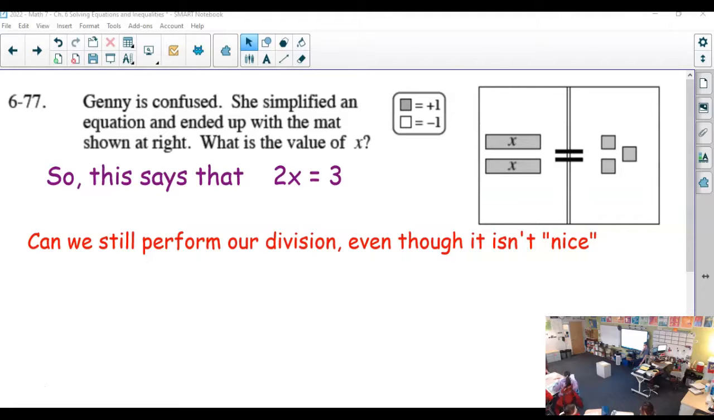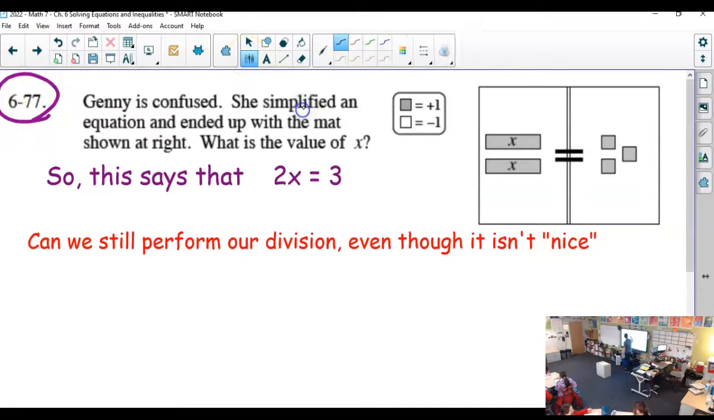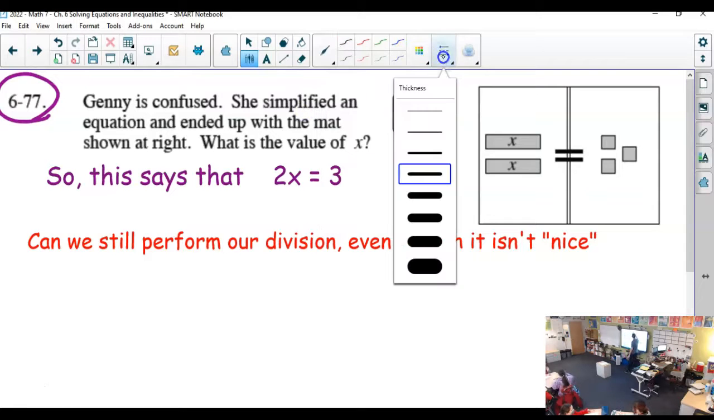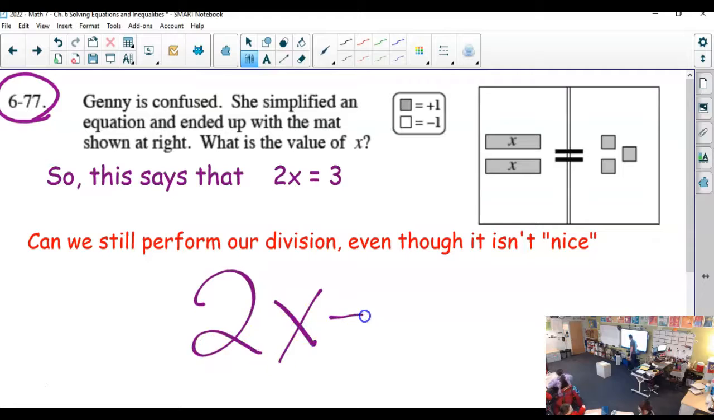Aiden, if you want to jump in, I wanted to give you a second to think, but then John shot his hand up, and I think he distracted you. No. On your paper, write down a 77, just so you know what problem we're doing. And then write down 2x equals 3. This is the problem Jenny and her group are looking at. 2 times the value of x equals 3.